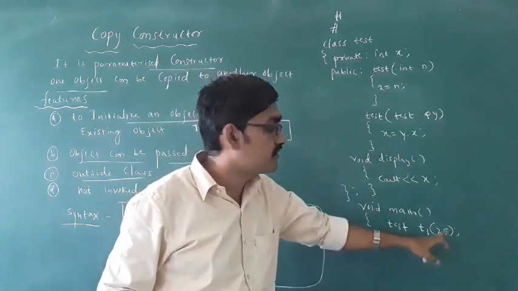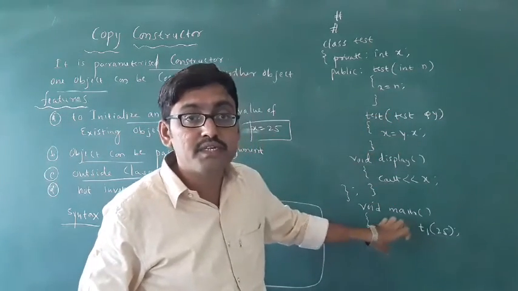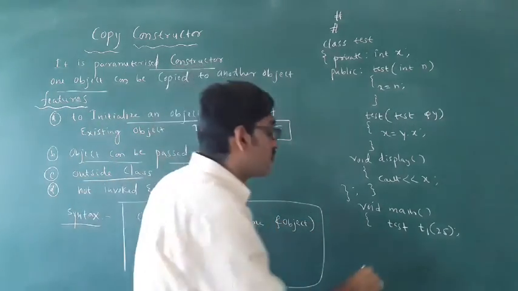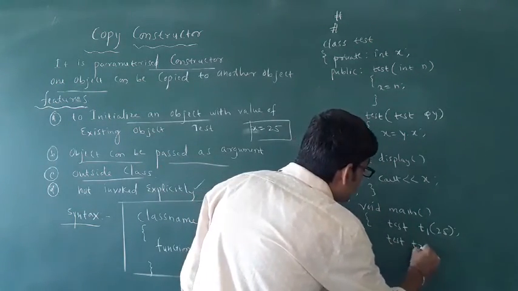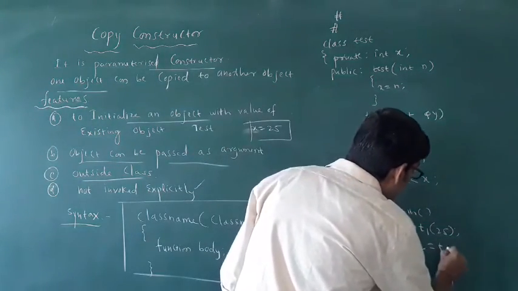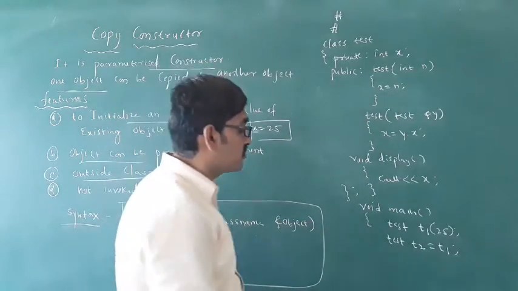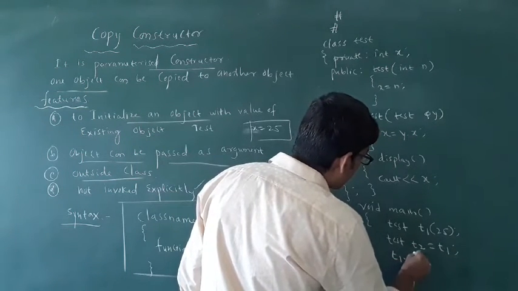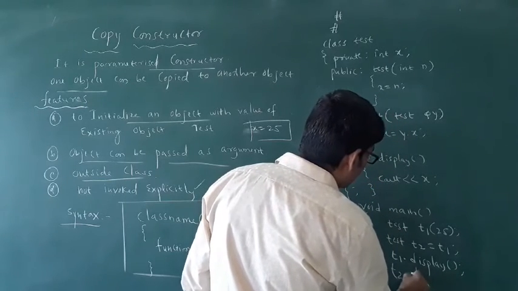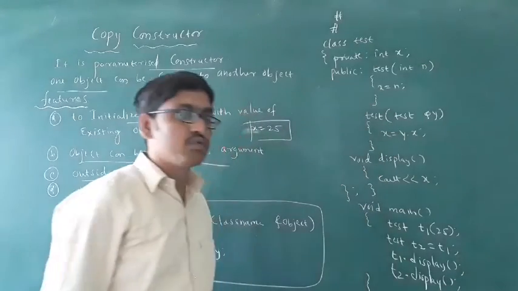Then Text t1(25). I want to copy, so we have to copy in the object also. What is a copy constructor? One object can be copied to another object. Then how to write: Text t2 equal to t1, then the t1 value will go to t2. Now we write t1 dot display, t2 dot display, then close the bracket.